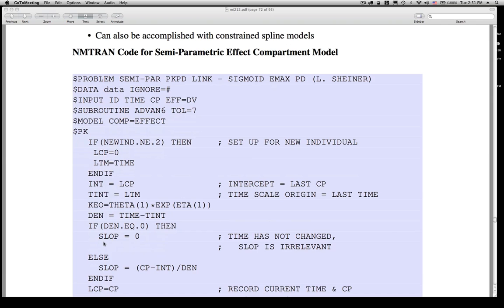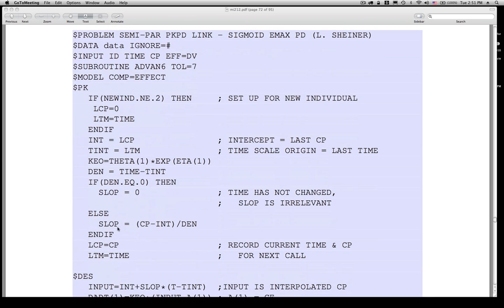And then if the time hasn't changed, we just set the slope to 0. That's just to avoid divide by 0. Else, the slope is going to be equal to the current concentration observation, CP's in the data set, minus the intercept, which was the previously set concentration, divided by the change in time. So this is delta C over delta T, or change in concentration divided by change in time. Now we can make the projection to the next time point, and now we update that the last CP is now equal to the current CP, last time is equal to the current time.